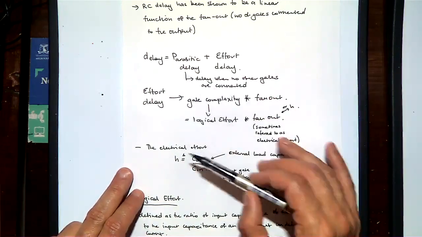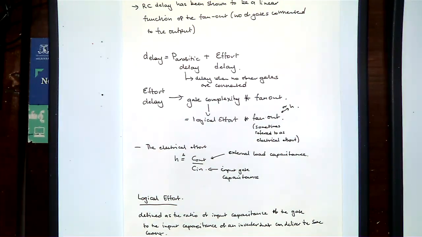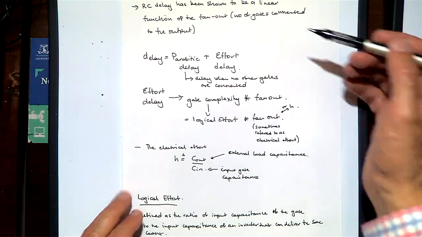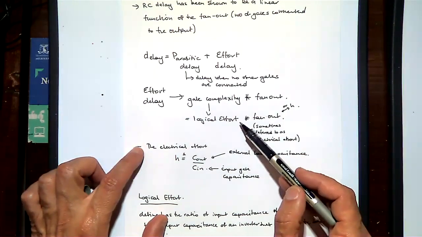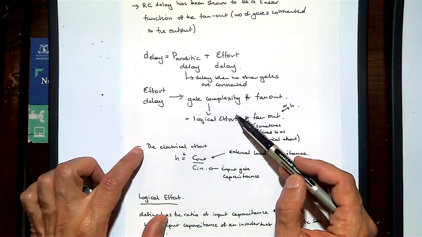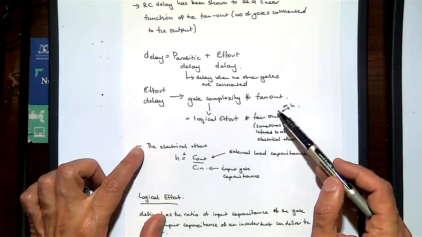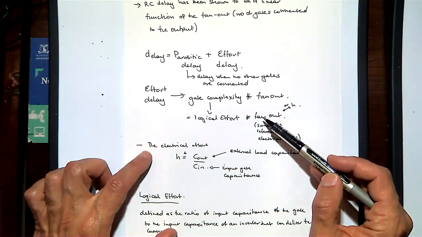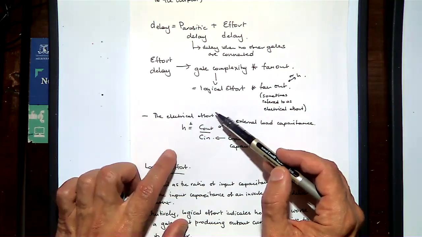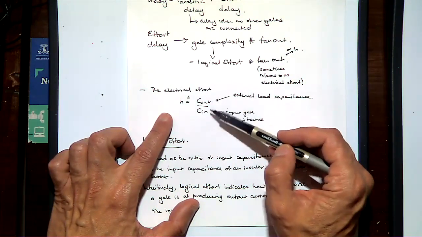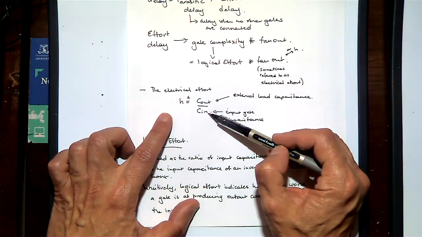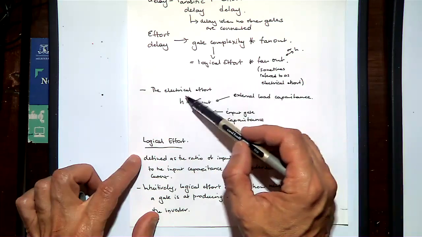So the parasitic delay is essentially the amount of parasitic capacitance and the delay that you get through that particular gate without anything being connected to it, right? And then the effort delay is the delay caused by the gate complexity, which is the logical effort, and we'll talk about that in the next little while, times the fan out, right? Sometimes people refer to this fan out as electrical effort. And the electrical effort is defined as the ratio of the load capacitance to the input capacitance. So that's the definition of the electrical effort.